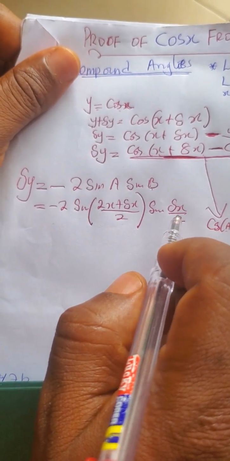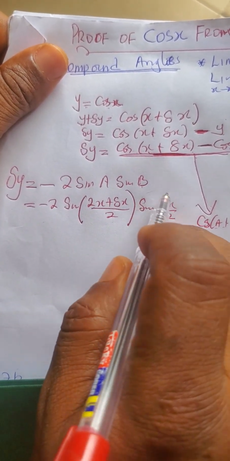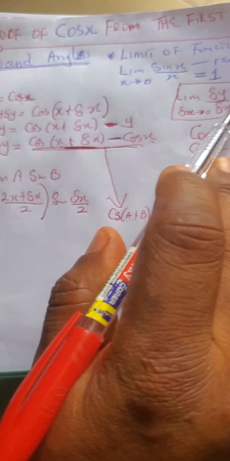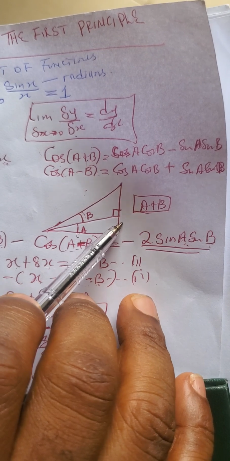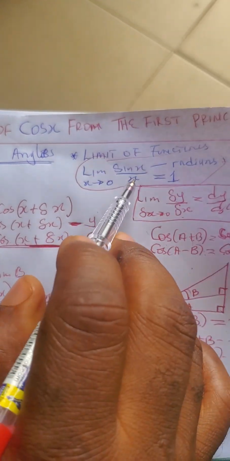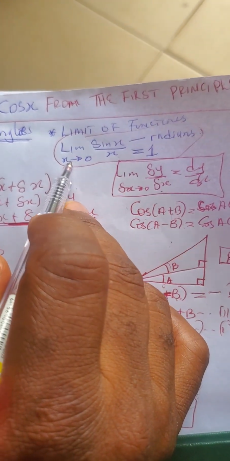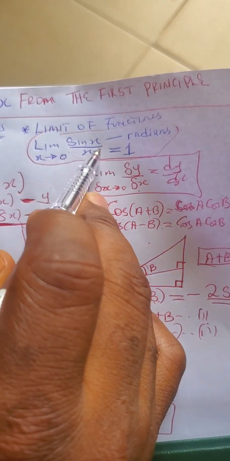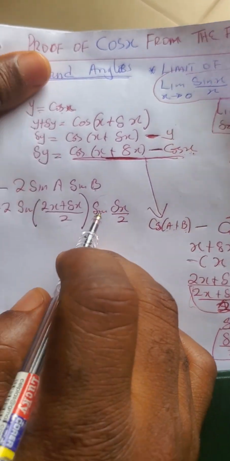Now, I want to express this particular expression here in terms of this limit, the limit I have here. I want to have an expression in terms of this limit, so that when my delta x tends to 0, then my limit of this function will be 1. So what I'm going to do there is this.